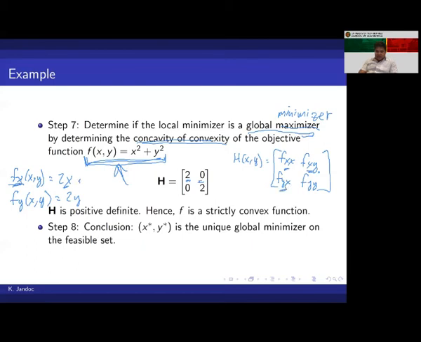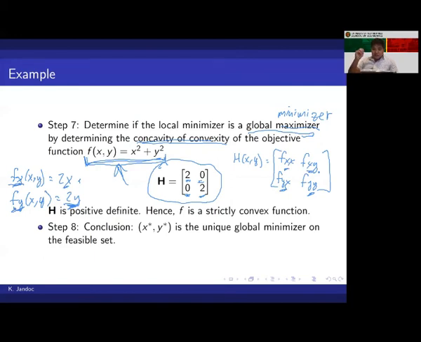Fyx is the derivative of fy with respect to x. X doesn't appear in this case, so it's equal to 0. And then fyy is the derivative of fy with respect to y, which is equal to 2. Okay, so this is the Hessian of the objective function. So don't be confused. This is the Hessian of the objective function.